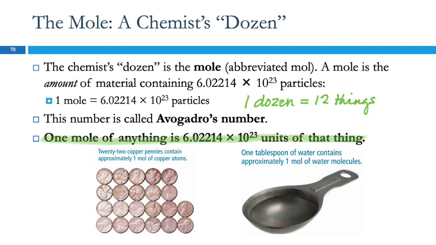The mole is a great unit because if you have a mole of an element or a compound, it's a reasonable amount of stuff. It's enough that you could see it with your eyes, but you could also probably hold it with your hands. For example, 22 solid copper pennies have approximately 1 mole, 6.022 times 10 to the 23rd copper atoms in them. A tablespoon of water is approximately 1 mole of water. Any questions?